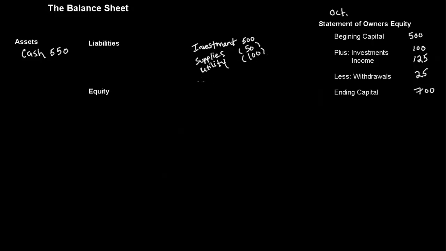Since the money's going out, I'll put parentheses around these just to show that they're negative numbers. And then let's say that we received revenue, and that revenue was, let's say, $200. So the net result of all this would be 550. That's an example of where I could get cash from. So this is a summary of the cash account.